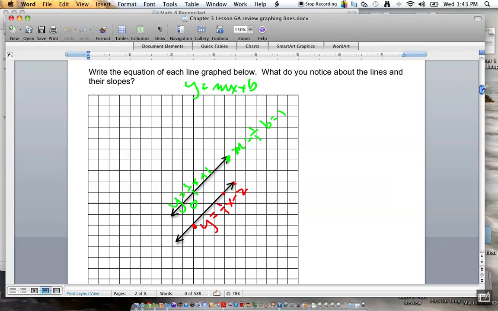What do you notice about the slopes of the two lines? They're equal to each other. And then what do you notice about the two lines when you just look at them? They're parallel. So what we conclude is this. Parallel lines have equal slopes. And that's the big conclusion for today. It was the big conclusion yesterday. It is also the big conclusion for today. Parallel lines have equal slopes. Any question about that, guys? All right.